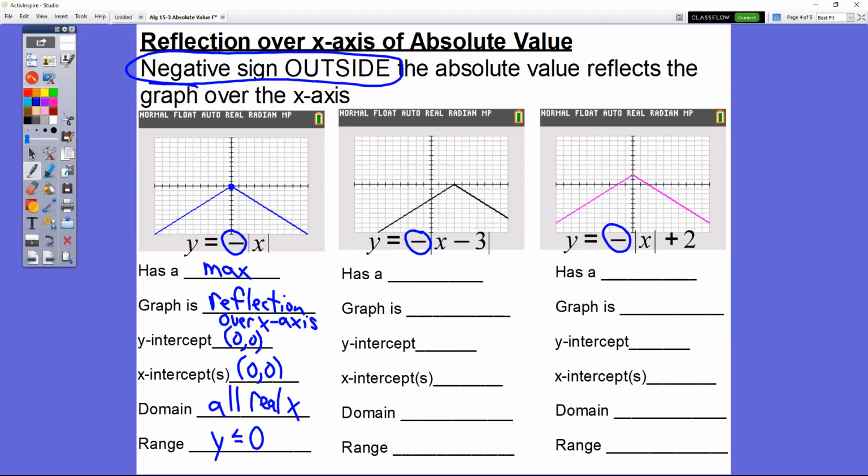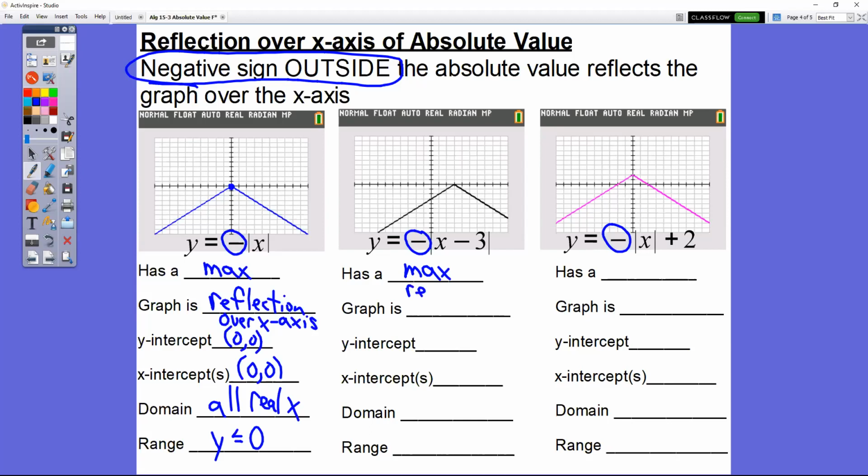Now, those are all ones that just had one movement. These next two have two different things going on, and you will have questions on your homework like this today. So first of all, this has a max because it has that mountain, that tip of the A. Now, the graph has two different things going on here.